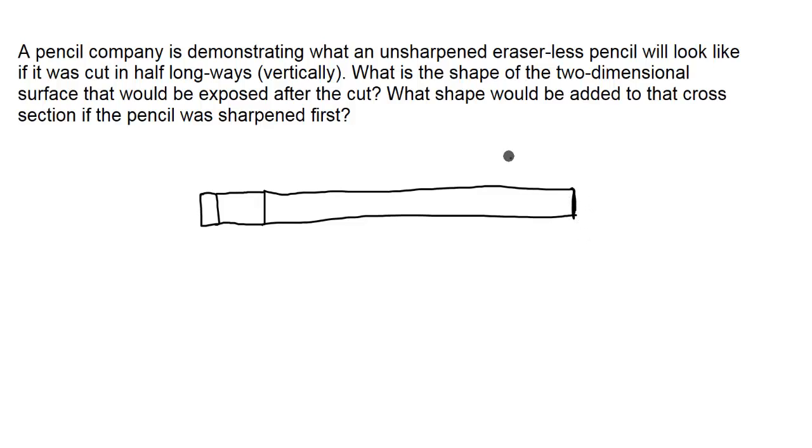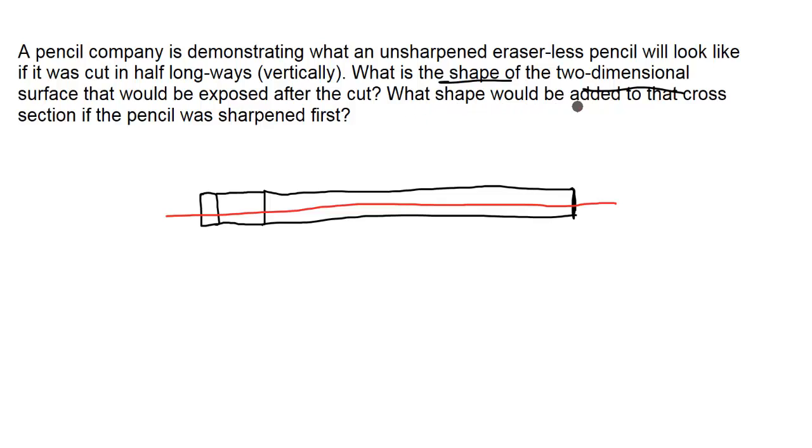Put it that way. And it's asking, what is the shape of the two-dimensional surface that would be exposed after the cut? Well, if we cut this long ways, so taking a knife and cutting it long ways like this, well, the surface area that's going to be exposed is just going to be a long, skinny rectangle. And because the pencil is a cylinder, it's going to look exactly like what I have down here on my screen. Now, there's a second part, and this is where it gets a little tricky.